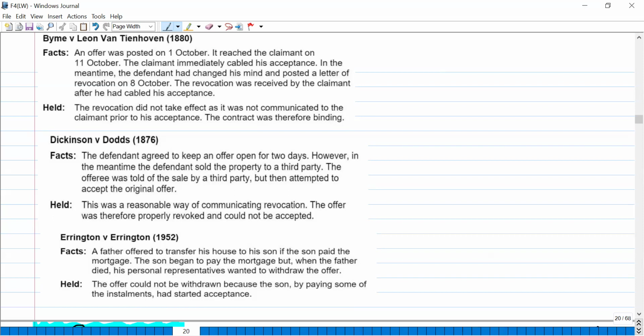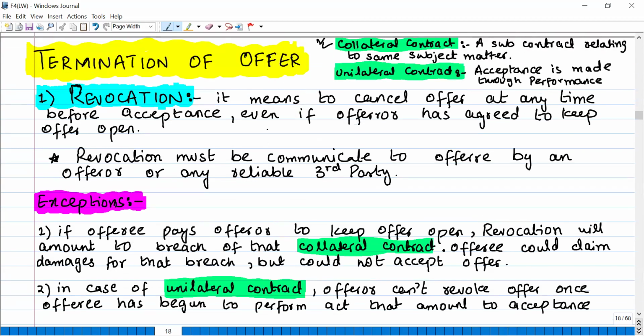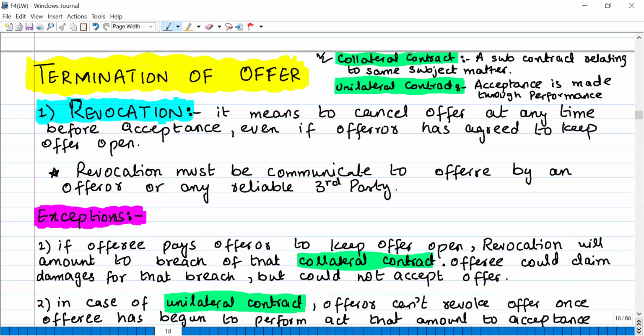Okay. So this is about revocation. Revocation means canceling an offer at any time before acceptance. Revocation is not effective unless it is communicated to the offeree by the offerer or a reliable third party. There are two exceptions: if someone pays me to keep an offer open, then if I revoke the offer, I am entitled to return him the amount, the collateral contract that I did. I'm entitled to return him that amount, but I am not bound by his contract. He cannot force me, saying that I have accepted the offer and the contract is done.